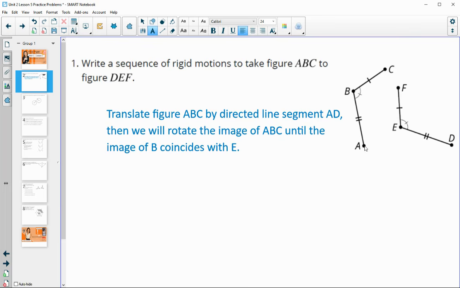So we're going to take this, we're going to move it over here so that A lands on D. Then we're going to rotate that image until the image of B lands on E, and then everything lines up.